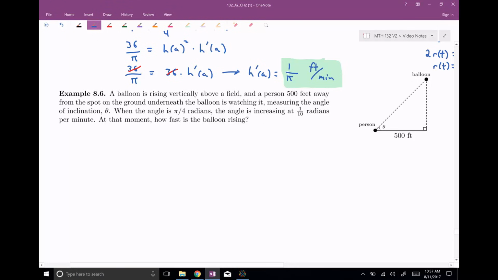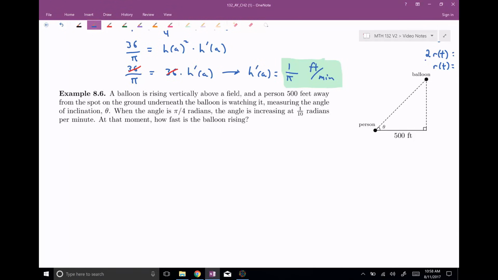That's nice. When the angle is pi over 4 radians, this is going to be changing. Maybe the balloon starts down here and then it keeps rising even farther than this, so that angle is going to be changing. That's not always going to be constant. Sometimes it's smaller, then it gets bigger, then it gets even bigger. Just kind of thinking ahead a little bit. So at that particular instant when the angle is pi over 4 radians, the angle is increasing at a rate of 1/10 radians per minute. At that moment, how fast is the balloon rising?